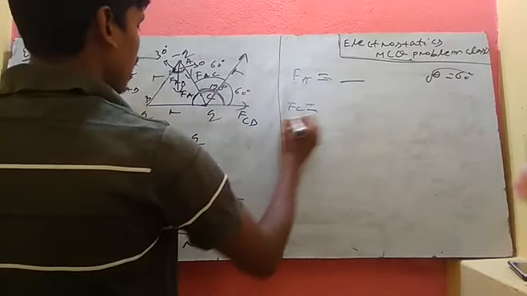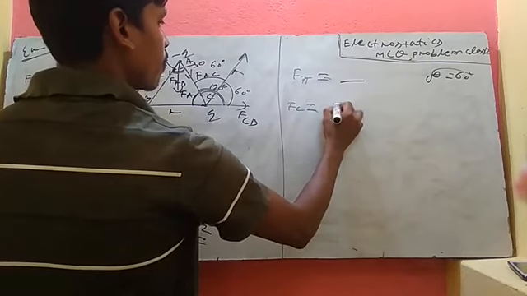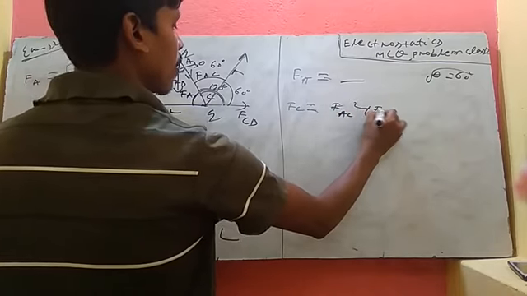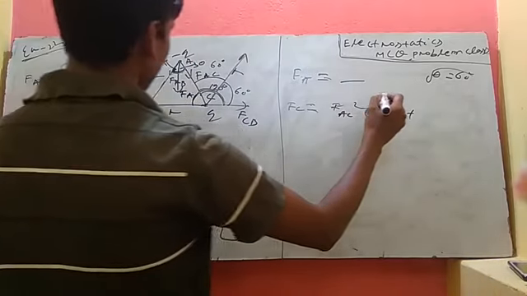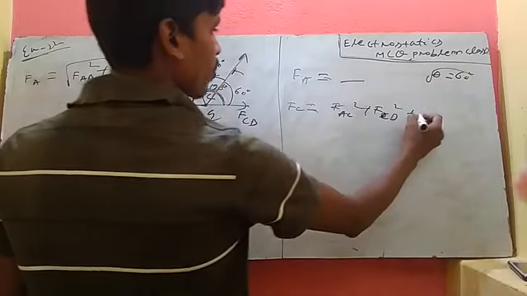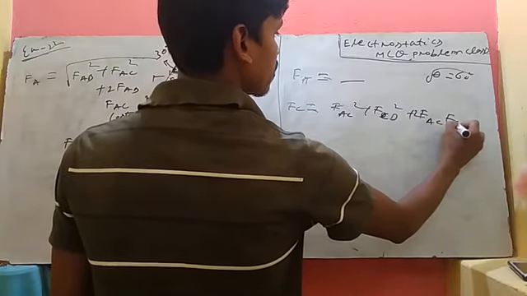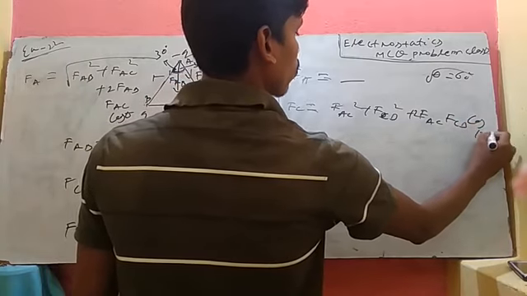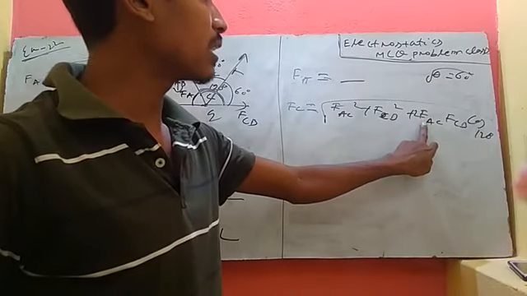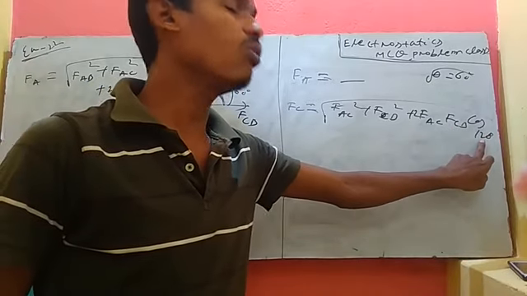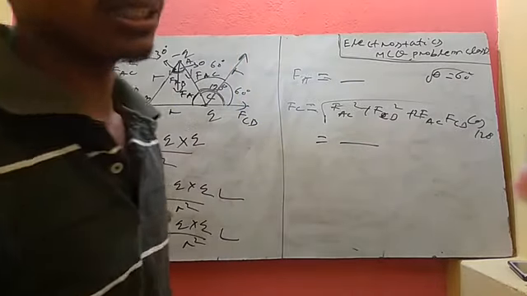That means FC is the square root of FAC square plus FCB square plus 2 FAC FCB cos 120 degrees. FAC is known, FCB is known, and theta is known, the value of cos 120 degrees. So you can find the value of FC.